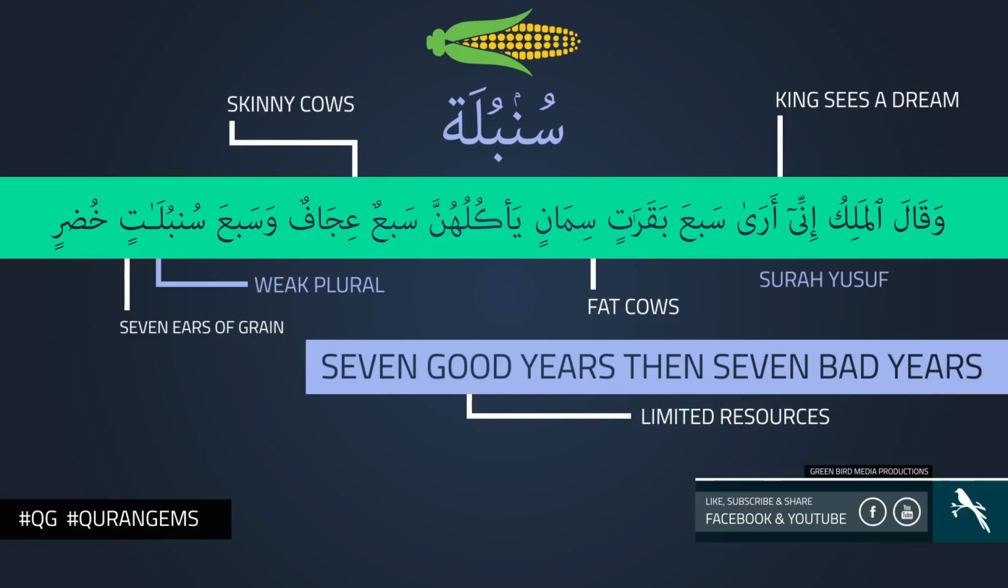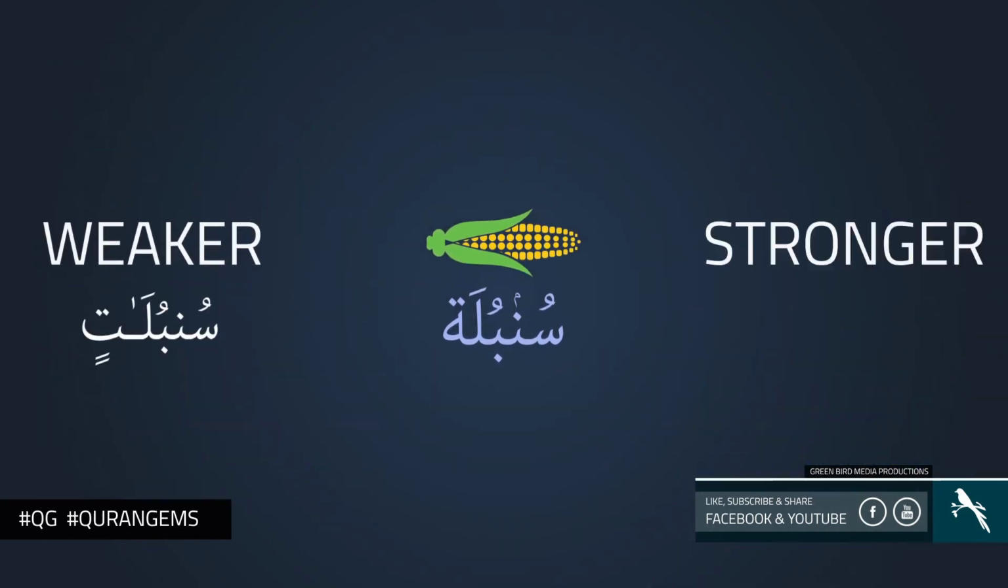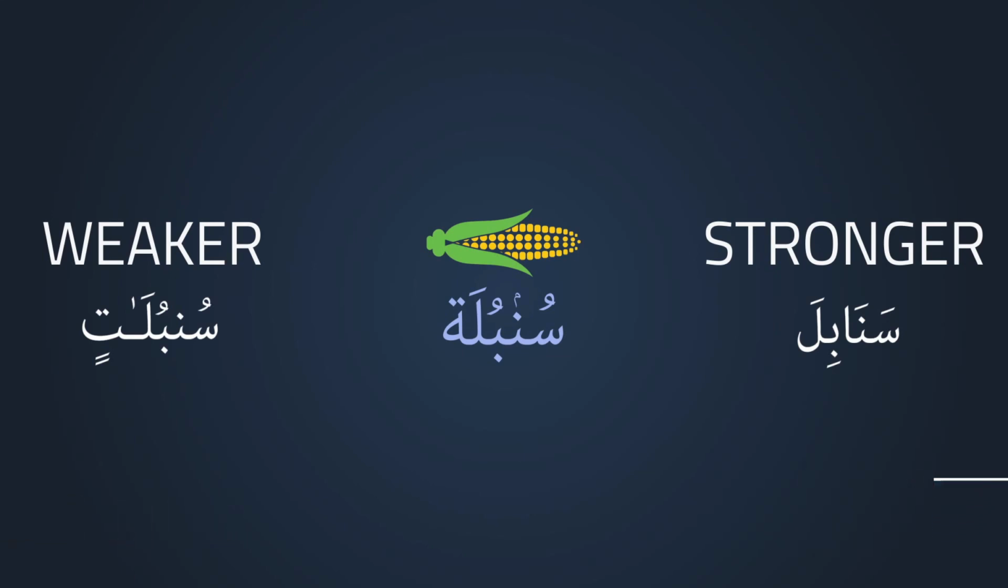Is this a context of more powerful or weaker? Weaker. In the weaker context, Allah used sumbulat. In the more powerful context, Allah used sanabil. It's the same word, it's the same number. Are we capable of doing that as human beings? SubhanAllah. Just the way Allah describes a single word.